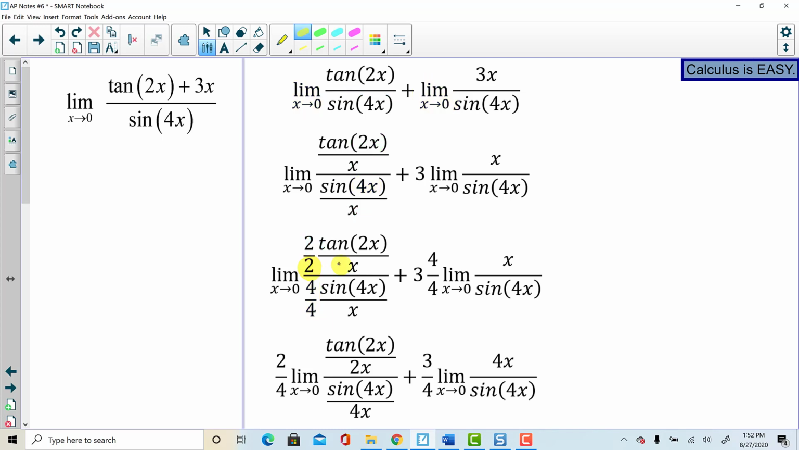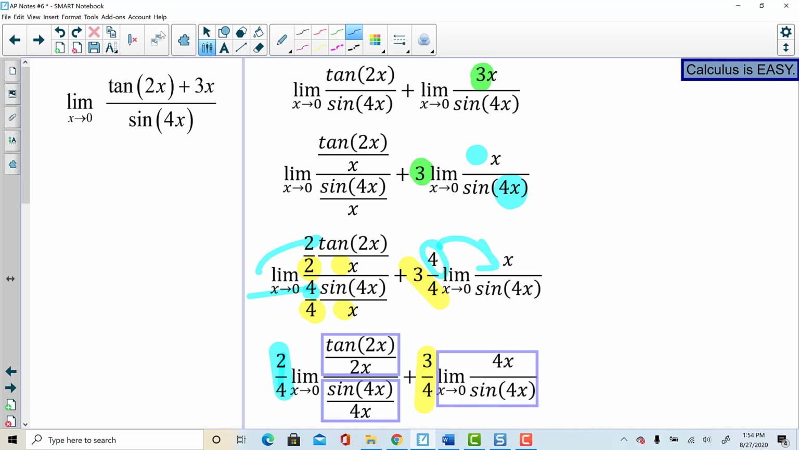Then I can bring the 2 inside, and I can bring this 4 inside. This 2 has to go outside, and this 4 has to go outside. So you can see we brought those constants outside. For the other limit, we have this 3, and we can bring the 3 outside. But you'll notice the angle is 4x, so I need a 4 right here. So we multiply by 4 over 4, and we can bring this 4 inside, leaving a 3 over 4 on the outside. Now those purple boxes are all special limits. If we do the limit as x goes to 0, we end up getting 1 for all of those purple boxes. Now that means we're left with 2 over 4 times 1 plus 3 over 4 times 1. Final answer, 5 over 4.